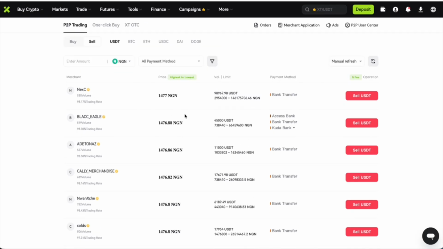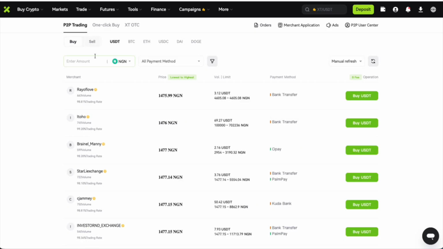Now, how do you use this to your advantage if you become a merchant? It means if I want to start buying crypto from people or start selling to them, the first thing I want to do is to make sure I come to any of these tabs. Let's say I want to create an ad where people can buy crypto from me, right?